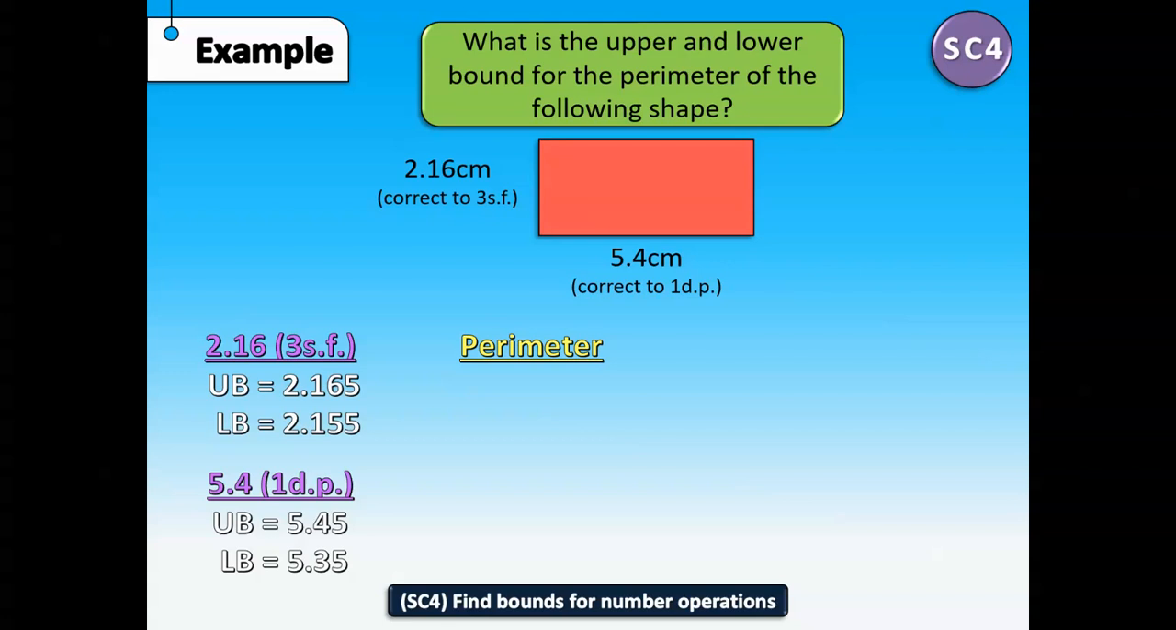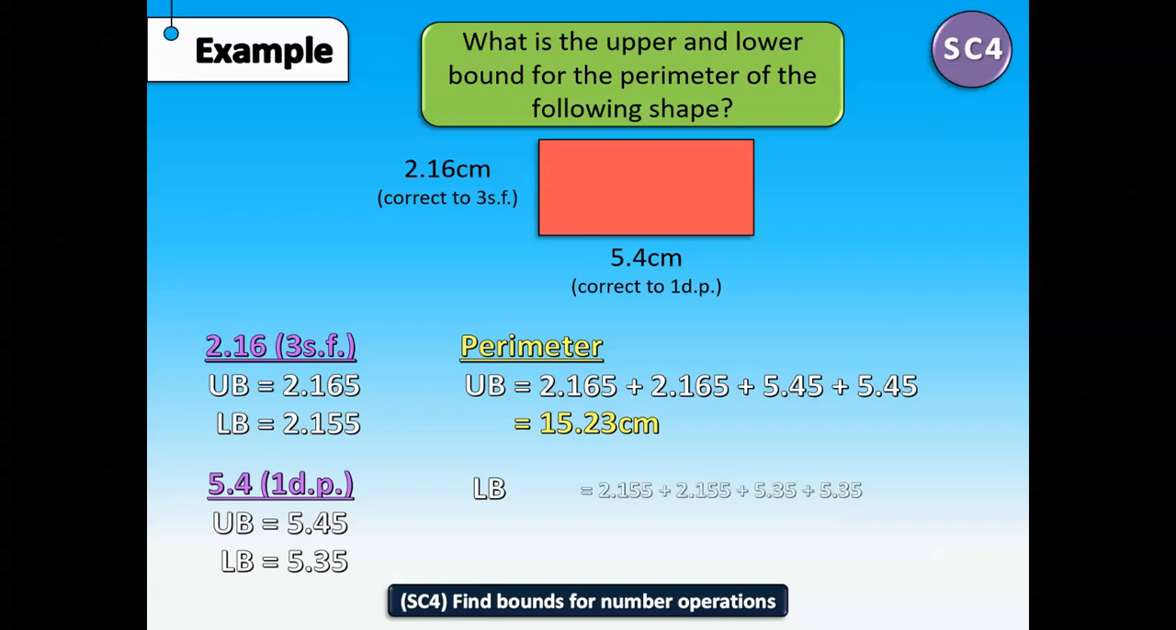now the perimeter is all the sides added together. So the upper bound for the perimeter would be all the upper bounds for each side length added together, which would be 15.23 centimeters. And the lower bound for the perimeter would be all the lower bound side lengths added together. So that's 15.01 centimeters.